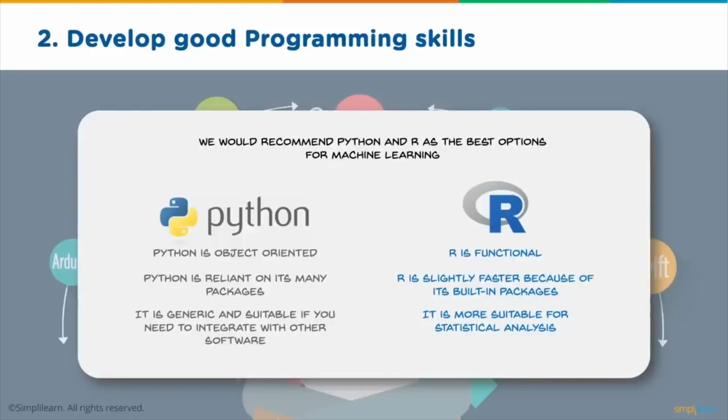So here are a few things that you need to know about Python and R. Python is an object-oriented language, which means its main emphasis is on the object. R is a functional language, which means its emphasis is on creating and manipulating functions. Python relies on its many packages, and R is slightly faster than Python because it has inbuilt packages. Now, Python is generic and is suitable if you need to integrate it with any other software. R works a little more closely with statistical analysis.